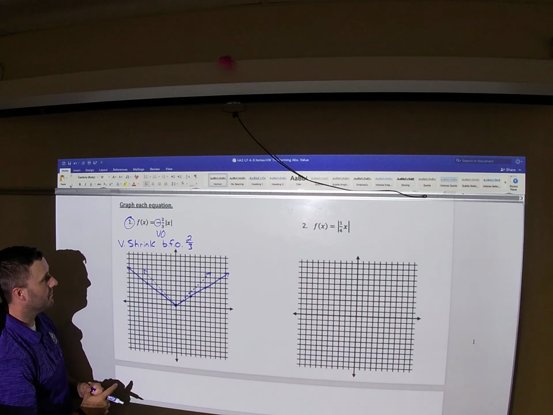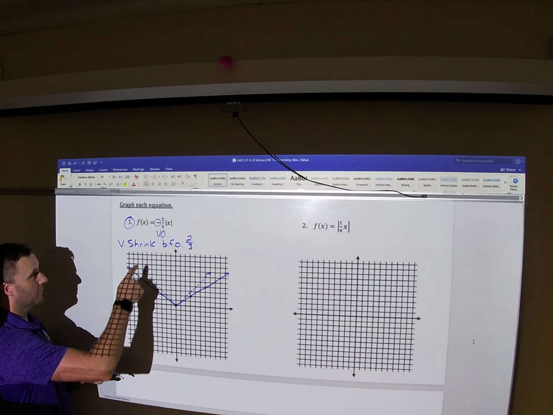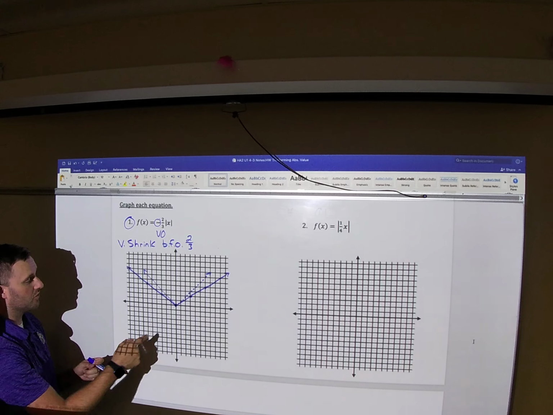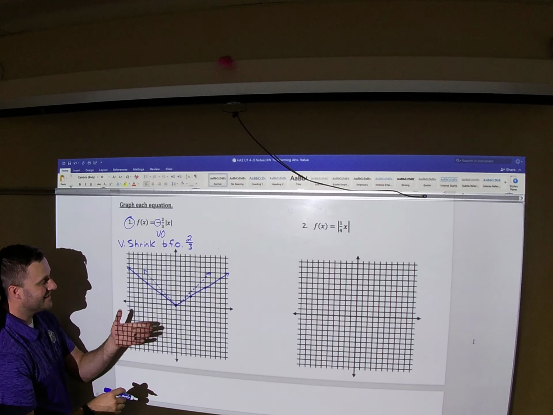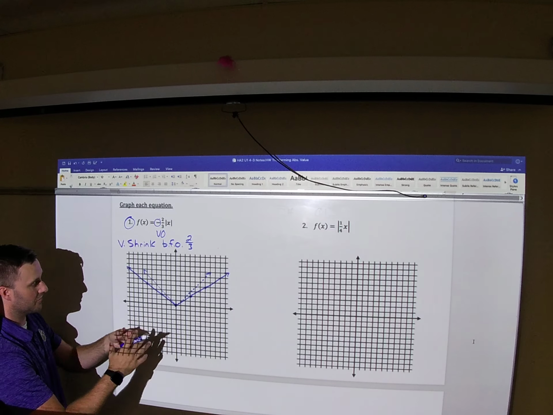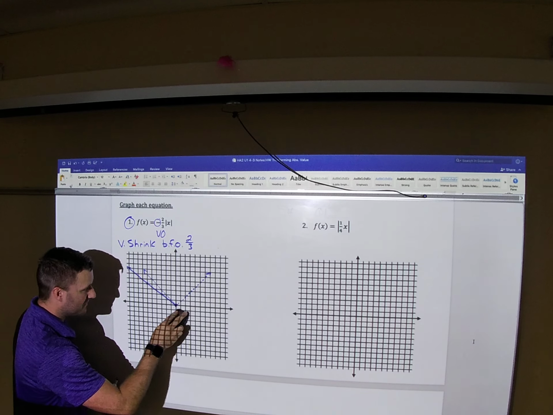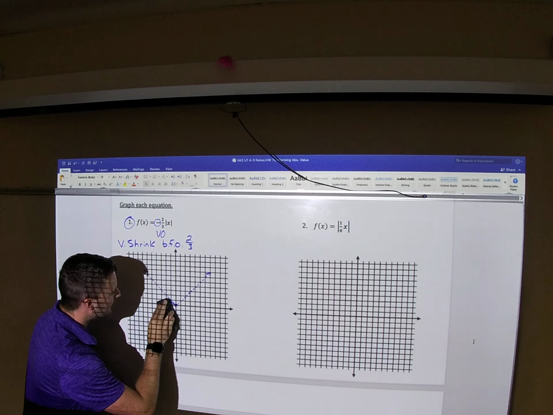Now, what else do we have to do? We have this negative here. That's something that we need to pay attention to. So instead of going up to right 3, this now flips over the x-axis. This isn't a graph that points up. It's actually a graph that points down. So let's take a look at that.